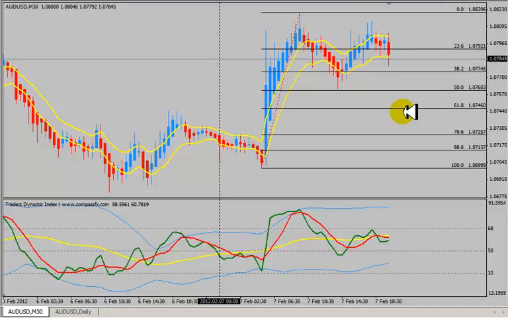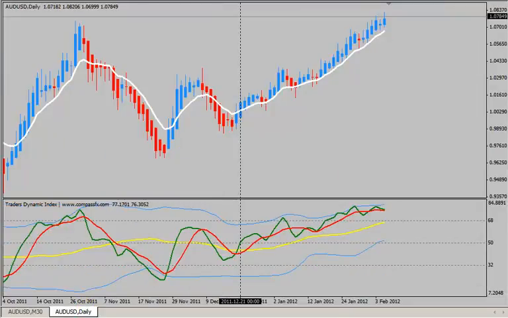Now let's take a look at the daily chart. On the daily chart, you'll notice I've taken off the two yellow lines, which represent the price action channel, and I've put in its place a white line. This white line is the 10-day moving average. Specifically, it's the 10-day exponential moving average. This is a key moving average that institutions and professional traders monitor. They usually monitor the 10-day moving average and the 21-day moving average.